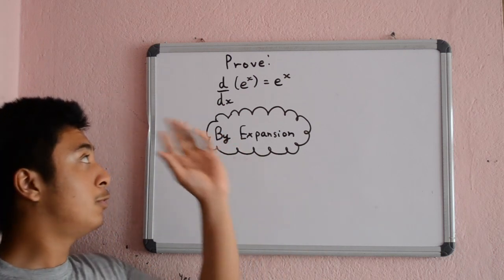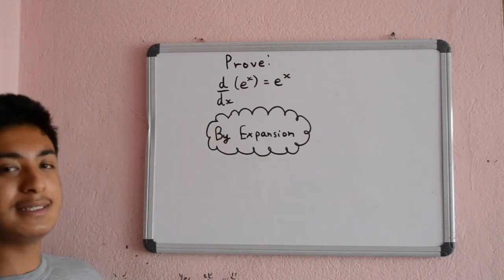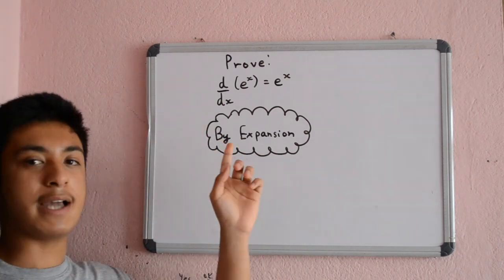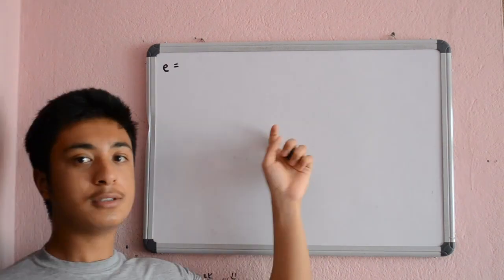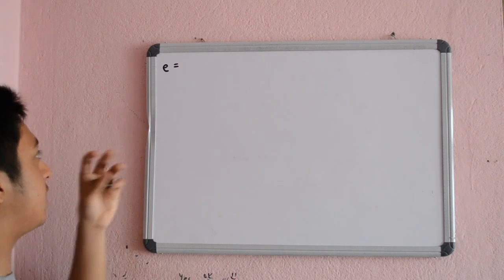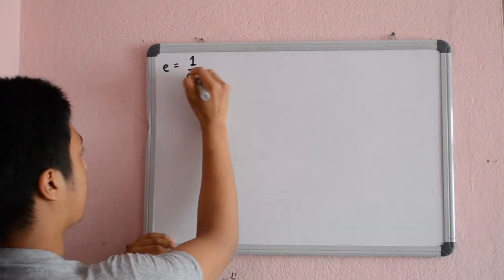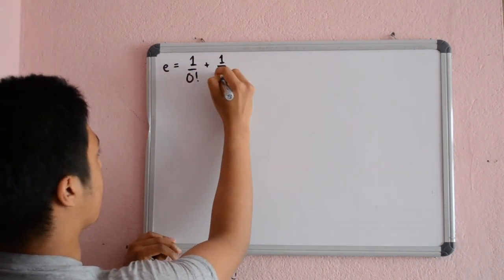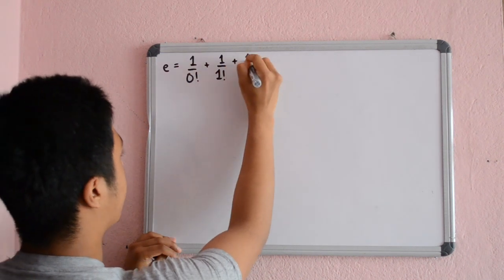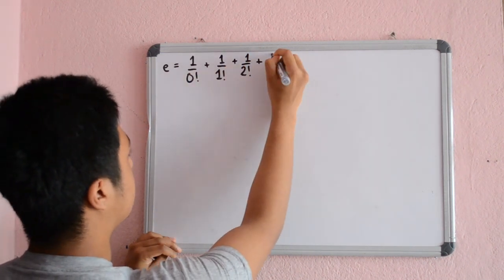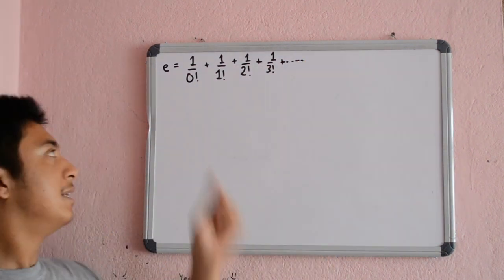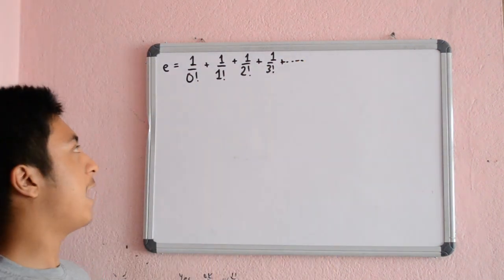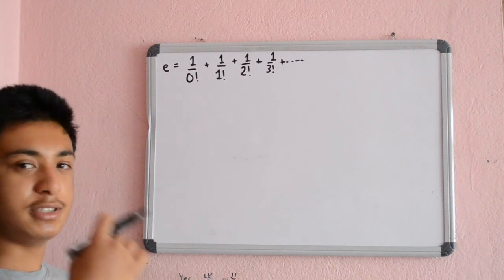Well guys, let's prove that the derivative of e to the power x is e to the power x by expansion. So let's look at the expansion of e first. The expansion of just e is 1 by 0 factorial plus 1 by 1 factorial plus 1 by 2 factorial plus 1 by 3 factorial and so on. But here e is just a number, so that means the derivative of e will be just 0.